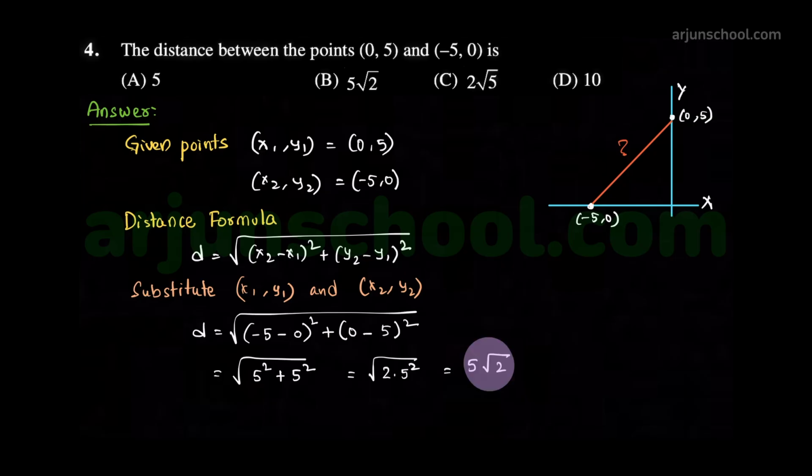Distance between the 2 points is 5 times root 2 units. From the given options, option B, 5 times root 2, is the right answer. Therefore, the distance between the points (0, 5) and (-5, 0) is option B, 5 times root 2 units.